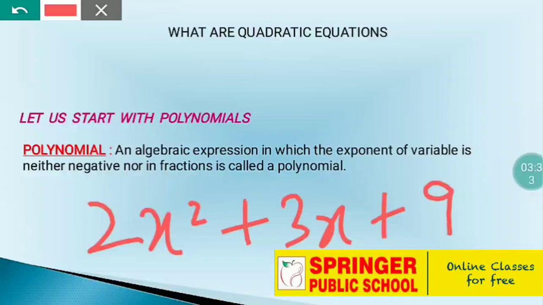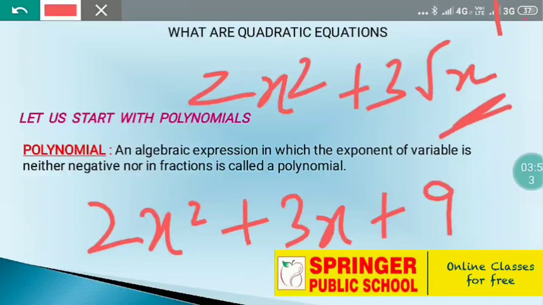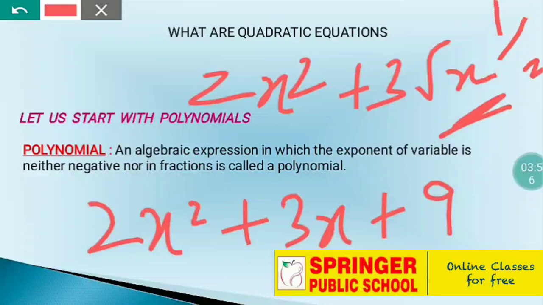Suppose I write another expression, 2x square plus 3 root x. This will not be a polynomial. It's an algebraic expression, but not a polynomial, because the power of x is 1 upon 2. That means it is a fraction, and if the power of the variable is a fraction or negative, then this algebraic expression will not be called a polynomial. So polynomials are those algebraic expressions in which the exponent, that means the power of the variable, must not be negative and must not be a fraction.